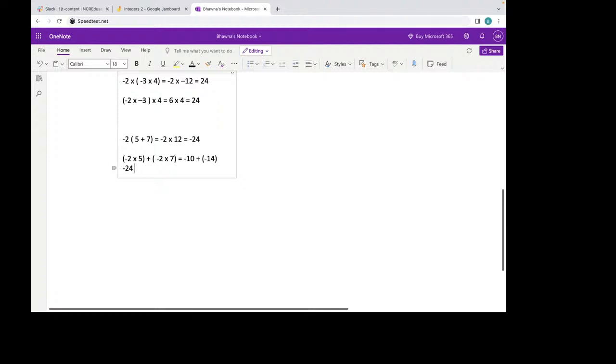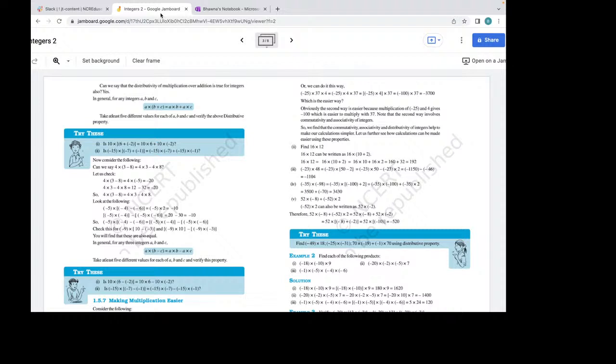What does that mean? It means minus 2 multiply (5 plus 7) is equal to minus 2 multiply 5 plus minus 2 multiply 7. So in general we can say A multiply (B plus C) is equal to A multiply B plus A multiply C. So that means it follows the distributive property for multiplication. Integers follow the distributive property of multiplication. You can take some more examples from here.